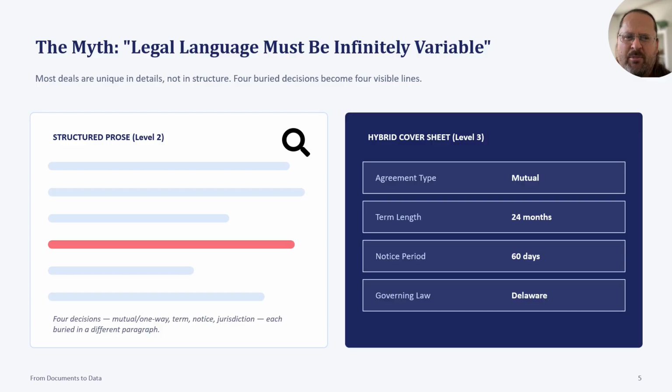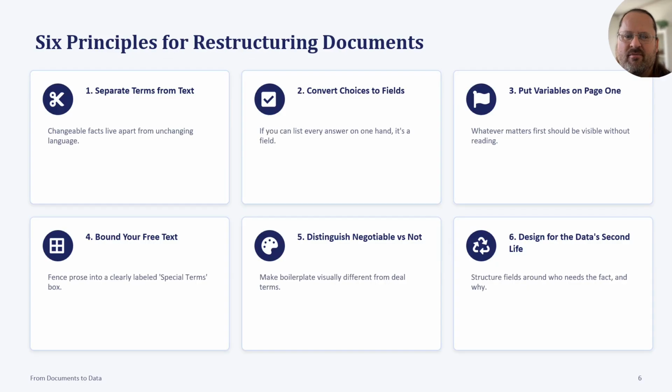So once you actually believe that most unique business language is really just a small set of repeatable decisions dressed up in sentence form, the next question becomes completely practical. How do you go build this? Let's get into 6 principles you can start applying this week.